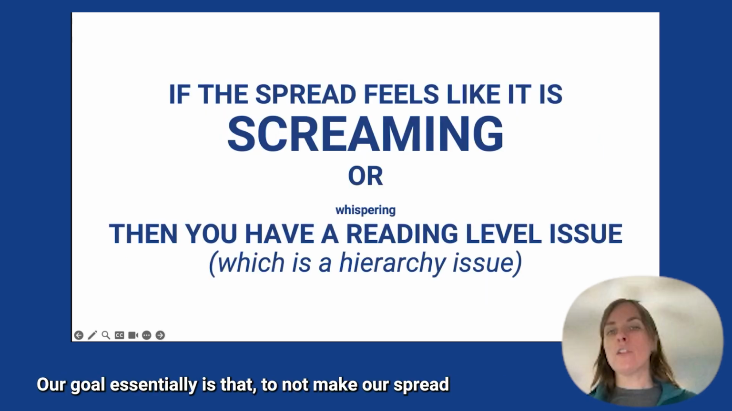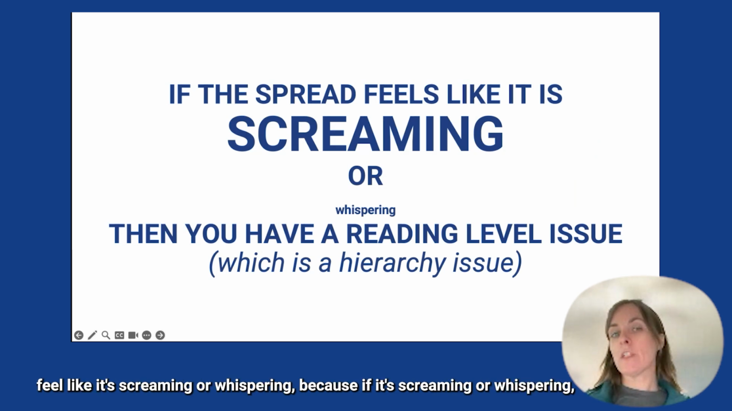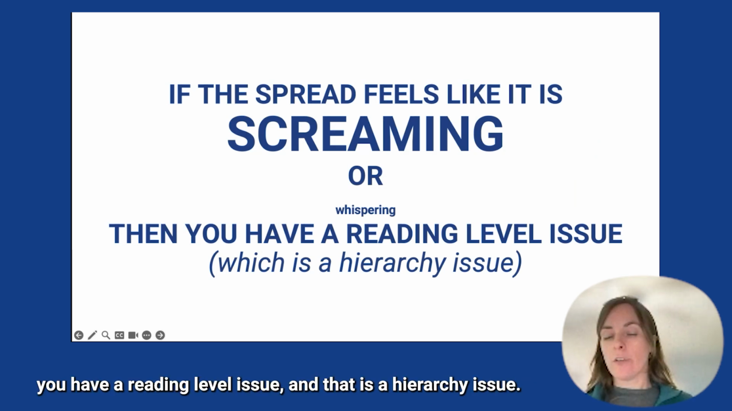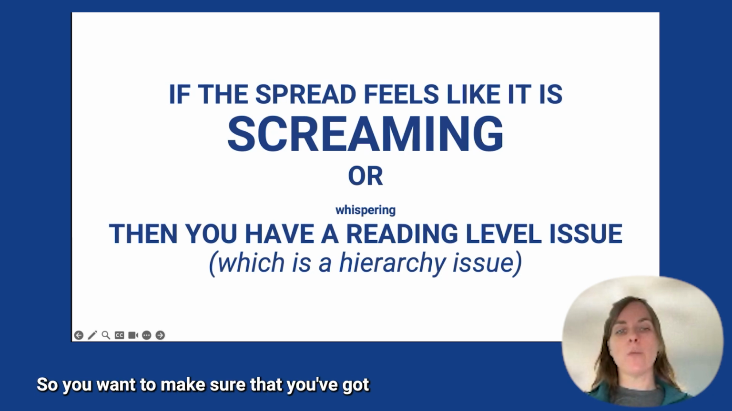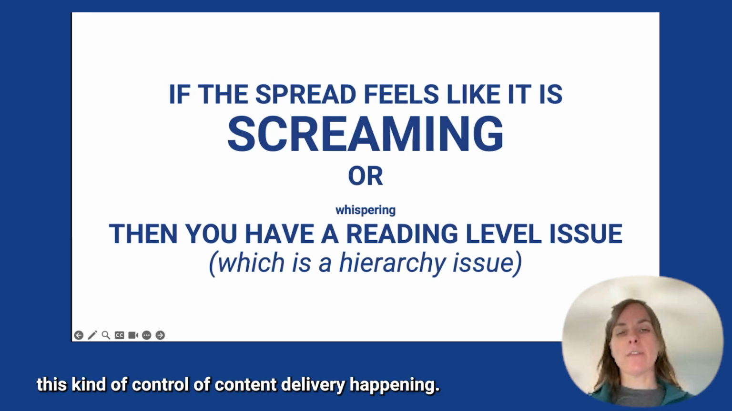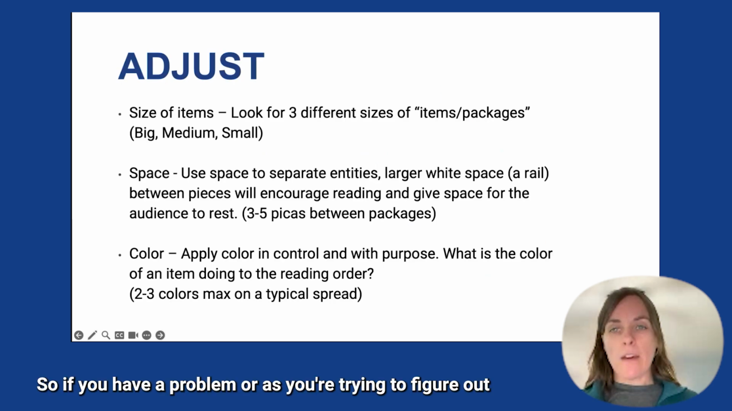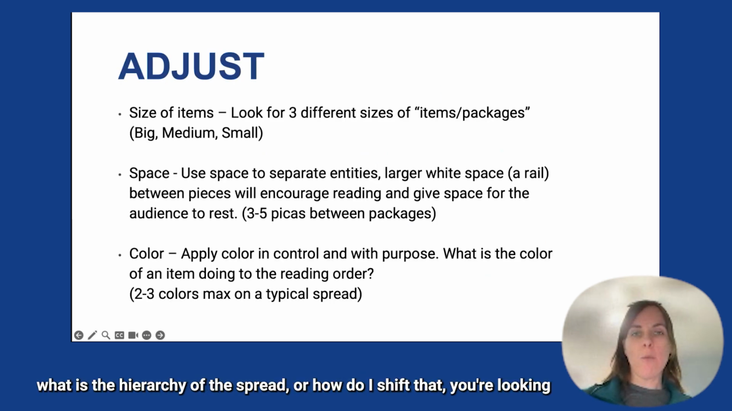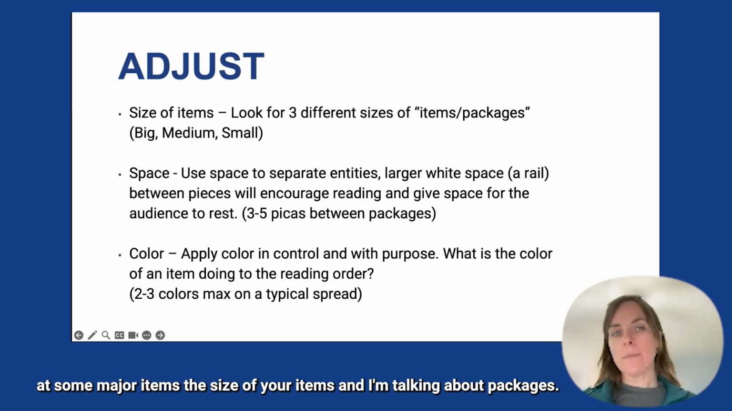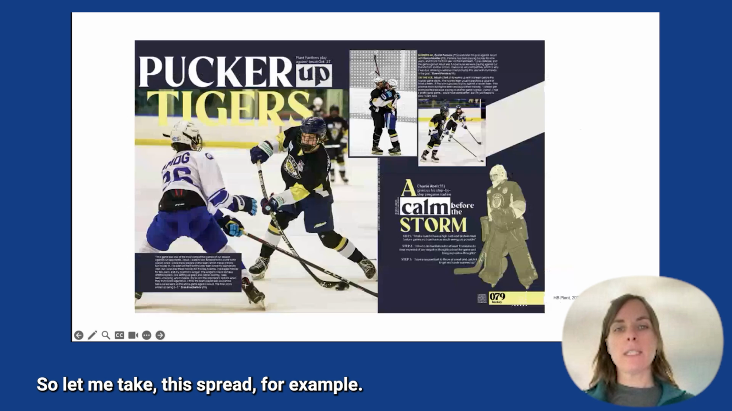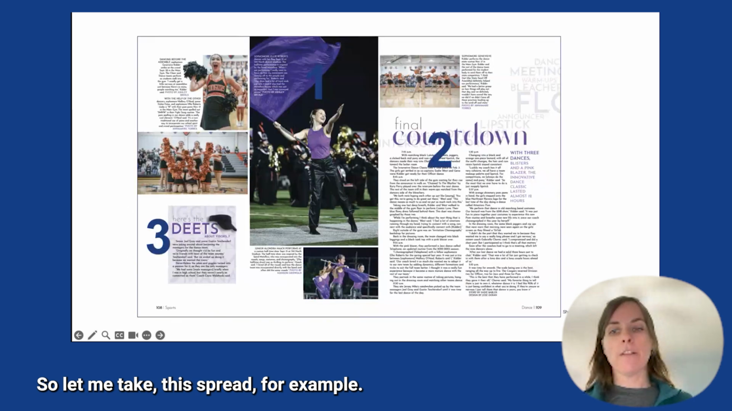Our goal essentially is to not make our spread feel like it's screaming or whispering, because if it's screaming or whispering, you have a reading level issue, and that is a hierarchy issue. So you want to make sure that you've got this kind of control of content delivery happening. So if you have a problem, or as you're trying to figure out what is the hierarchy of the spread or how do I shift that, you're looking at some major items, the size of your items, and I'm talking about packages. So let me take this spread, for example.